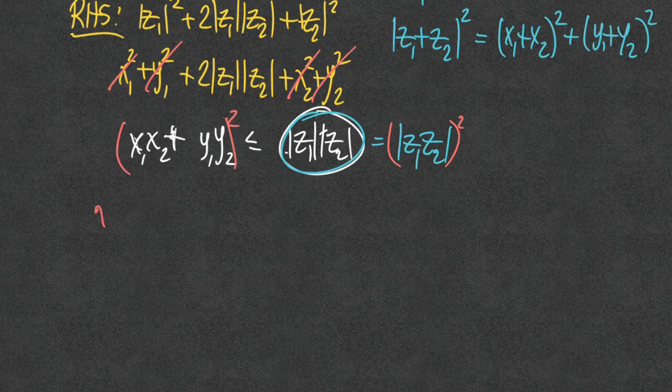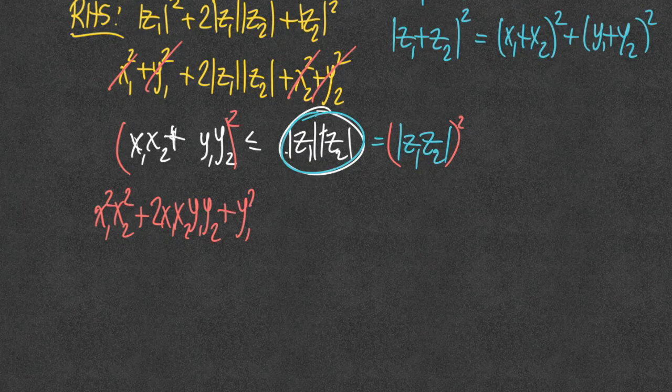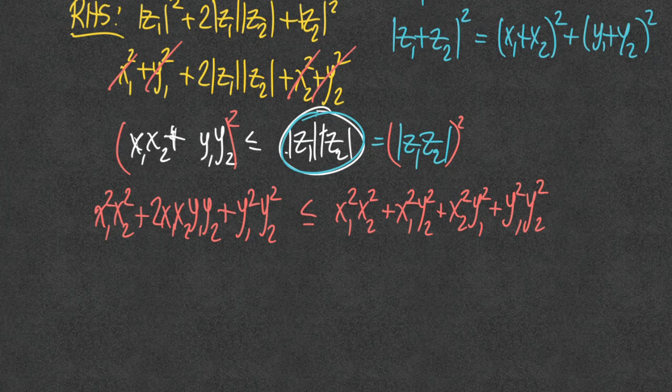So this is going to be x1 squared x2 squared, plus 2 times the product of x1, x2, and y1, y2, plus y1 squared y2 squared. And I already did this, right? I already expanded the product out, I think, in the previous video, so I'm just going to kind of do that. All right, so this is what I ended up getting.